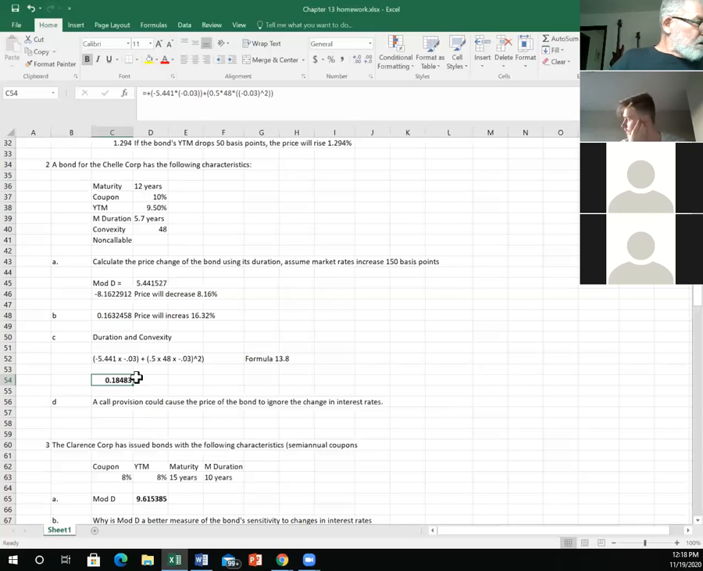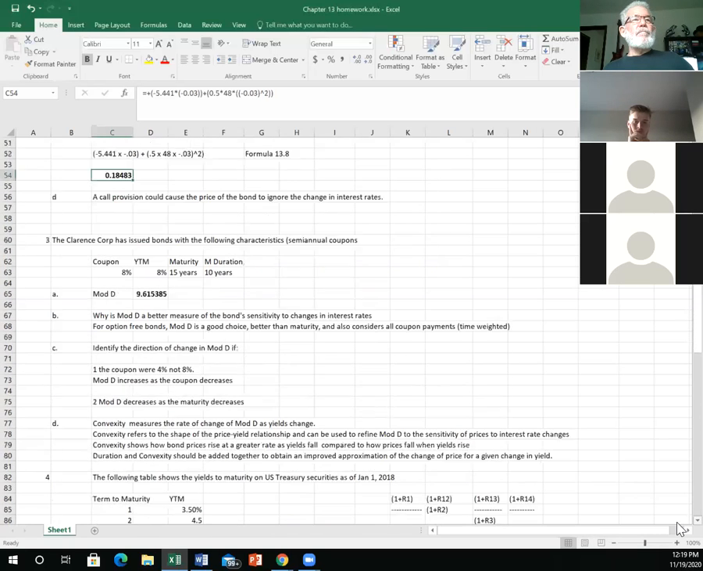Then part D says, what would happen if this was a callable bond? Well, it would change the estimates and the volatility if we were trying to estimate the duration and the bond had a callable option. That would kind of screw everything up, and our duration and our prices wouldn't be very accurate. In a nutshell.